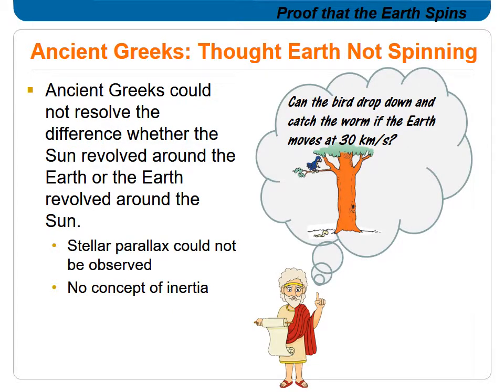The ancient Greeks could not resolve whether the sun revolved around the Earth or the Earth revolved around the sun. They reasoned that if the Earth revolved around the sun, there would be parallax shifts in star positions. They were unable to measure the parallax because it is so small. They reasoned that if the Earth were spinning on its axis, a bird could not simply fly up into a tree, since the tree would be rotating while the bird was free from the Earth's bounds.